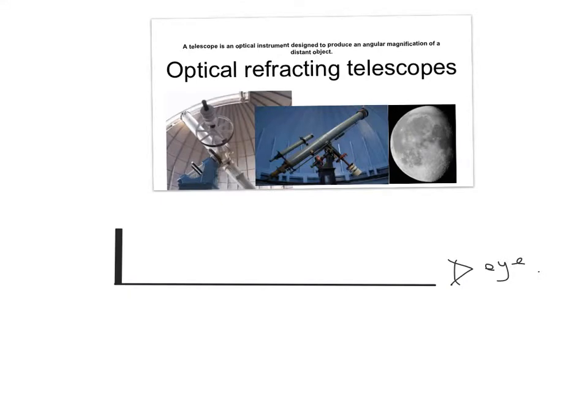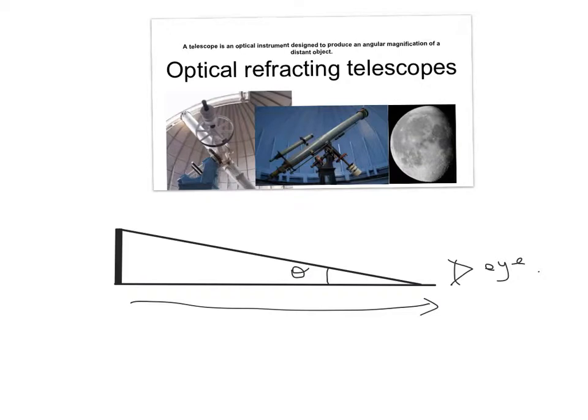So let's say you're looking at an object in the distance over here. The angle subtended would be the angle that's made with the horizontal. Now, for very long distances, the angle is no longer tan of the angle, but it can be simplified to be just the angle. Now, this is the angle subtended.